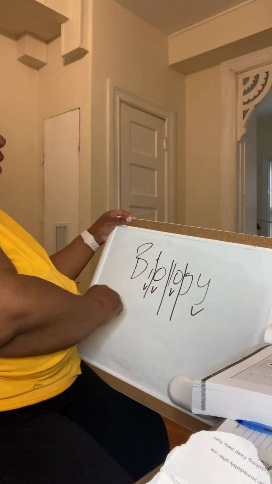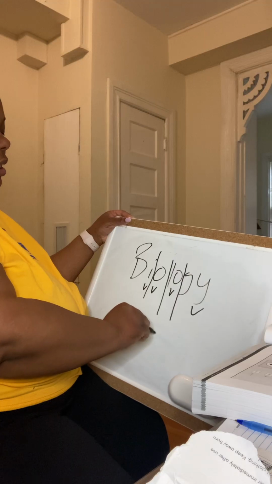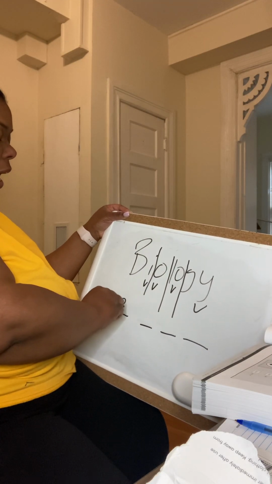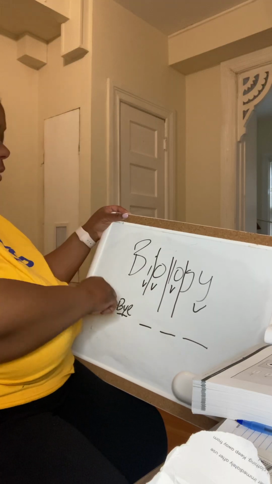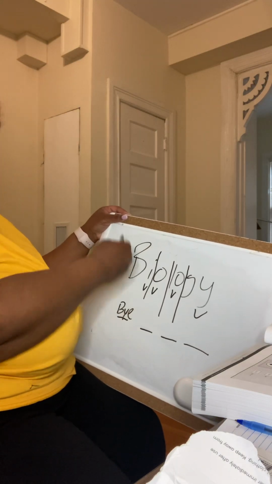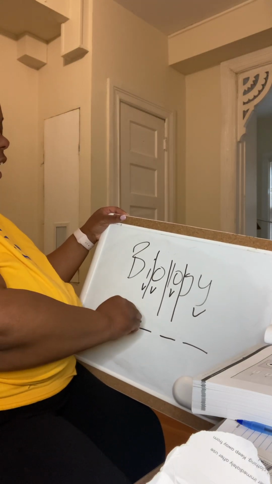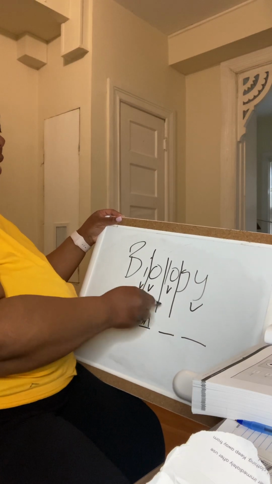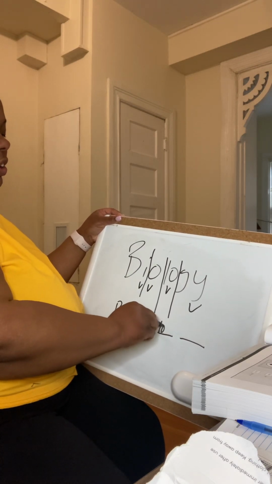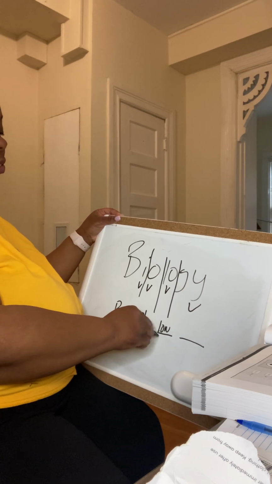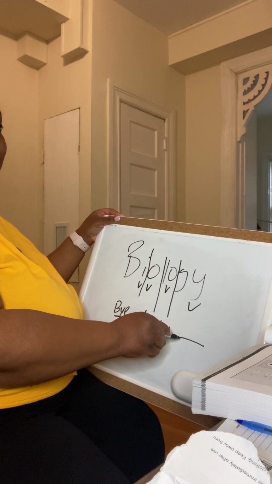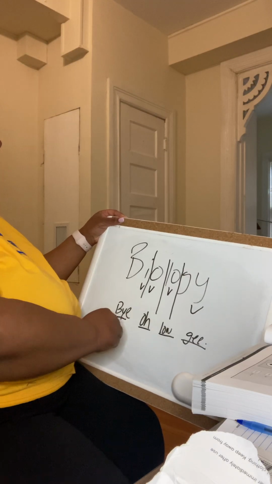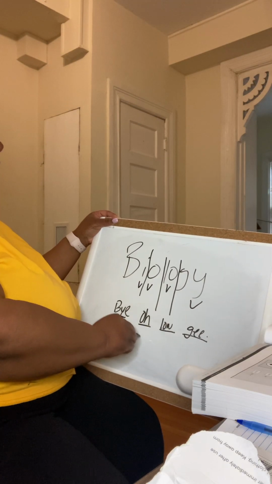So you got bi. Right down here, I'm going to put bi as in by, like B-Y-E, which sounds the same, right? And then you got O, like O-H. And then you have lo, which could sound like low, L-O-W. And then you have G as in G-E-E. So this is another way to look at biology.